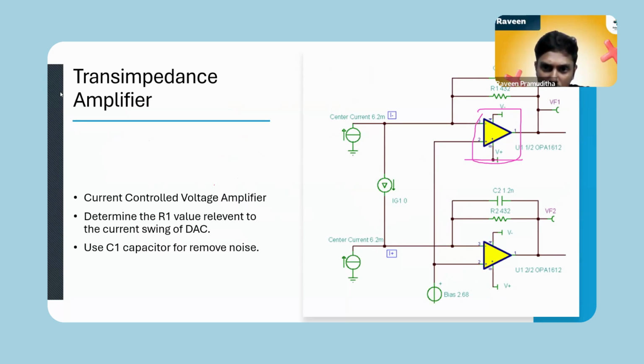So my input is here. You can see the current. They are using this current source for representing the DAC output. This is DC current of 6.2 milliampere, and it gives a 3.9 milliampere current swing. Then we need to find this R1 value, R2 value, and V bias value, the voltage bias.